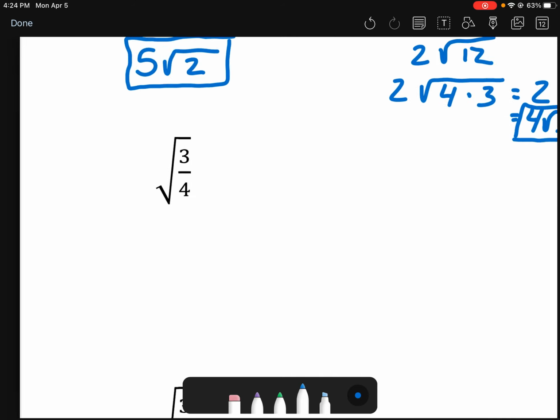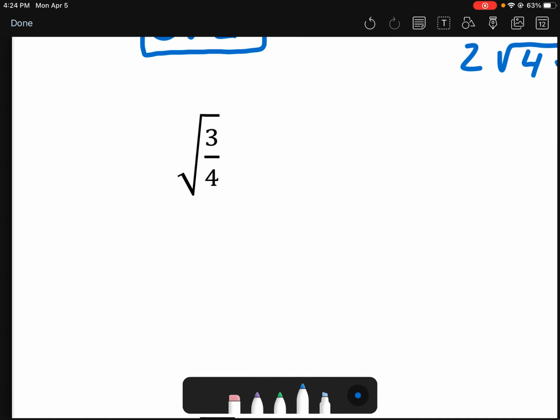Alright, down here. Getting into fraction territory. Again, the big thing is we don't want a fraction inside the radical. We also don't want our denominator to be a square root. So the square root of 3/4 can be rewritten as the square root of 3 over the square root of 4. Once you have it here, now you have to simplify the top and the bottom.